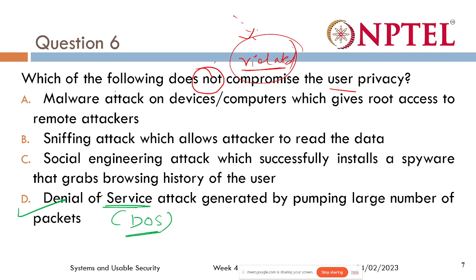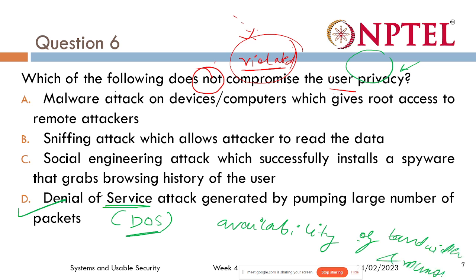What it will do is send such a large number of packets that the entire bandwidth available at the server is occupied. Now the server is left with no memory available to serve the incoming requests of other clients. So that's why it is not violating the privacy, it is only violating the availability, as you correctly said. Availability of bandwidth and memory, that is, in short, the availability of the resources.